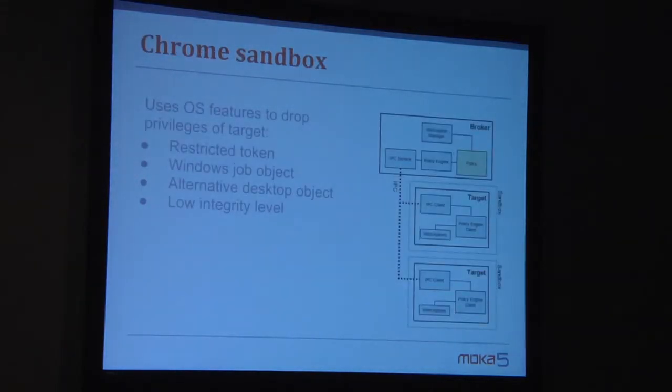Google Chrome does the same thing. Google Chrome has a very nice sandbox. On the Windows side, they use operating system features to drop all the privileges of what they call the target process, but it's really the sandboxed process. They give it a restricted token where it can't access anything in the system. They use a job object to isolate it. They use an alternative desktop, so things like Windows hooks won't be injected in there. And then on Vista and above, they lower the integrity level to low, which adds another level of restriction on what that process is allowed to do.